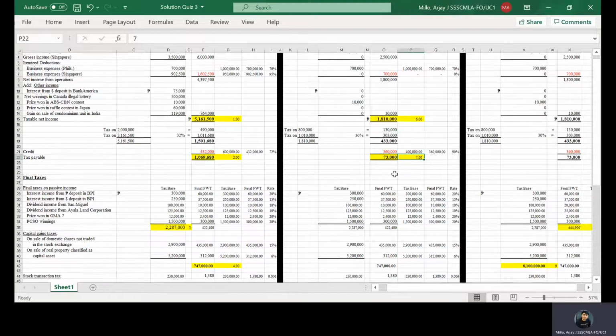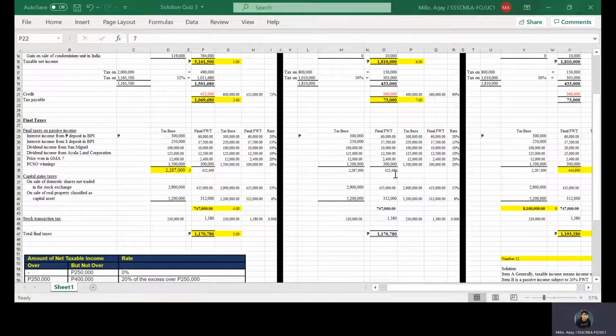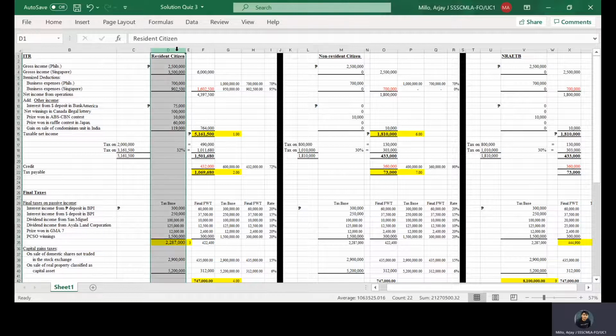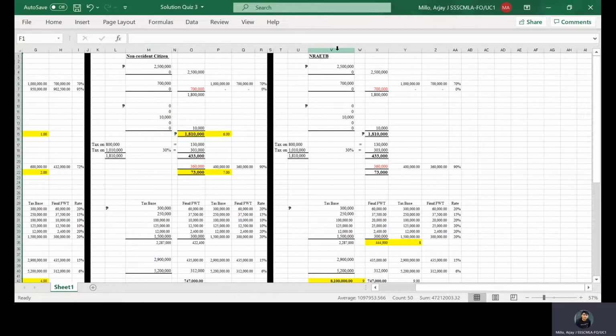That's number 7. Then number 8, the question is, if NRAETB, meaning non-resident alien engaged in trade or business, what are his total final withholding taxes withheld during the year? Unlike the resident citizen, where our earlier question was the income subject to final withholding tax, meaning the tax base, for NRAETB we are now talking about the amount of the final withholding tax. So this will now be our basis.